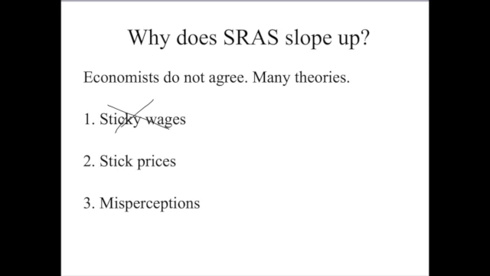The second theory is sticky prices, so there should be a Y. This is the one we're going to talk about on the next slide, so we're going to go ahead and skip to misperceptions. The misperceptions theory is also not looked on that favorably by most economists, but it does provide the simplest explanation for why short-run aggregate supply would slope upward.